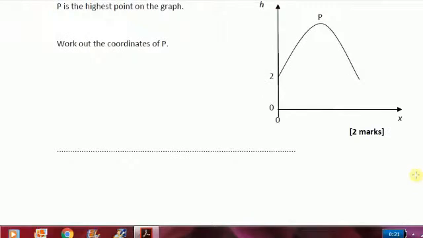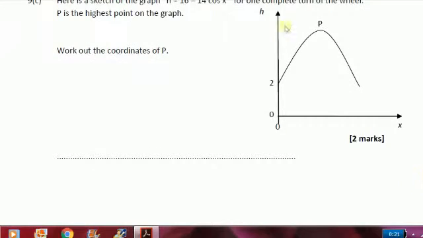And 9 part C says, here's a sketch of the graph of 16 minus 14 cos x. P is the highest point on the graph. Work out the coordinates of P. So x is the angle that we saw in the diagram. H is the height of the chair above the ground. So work out the coordinates of P, the highest point.